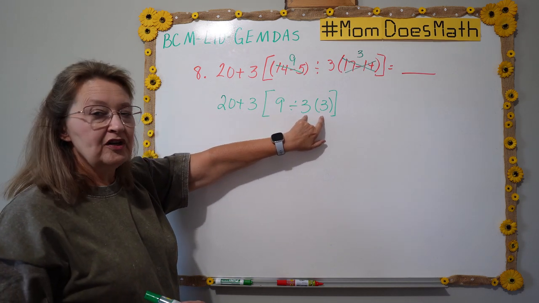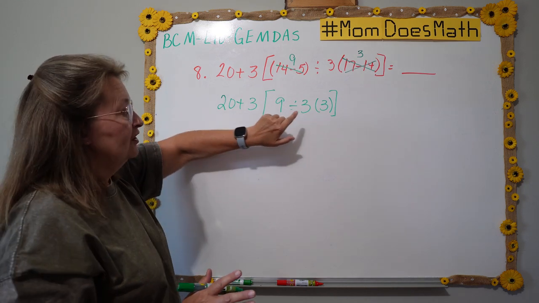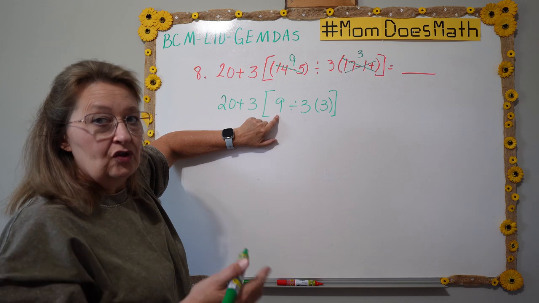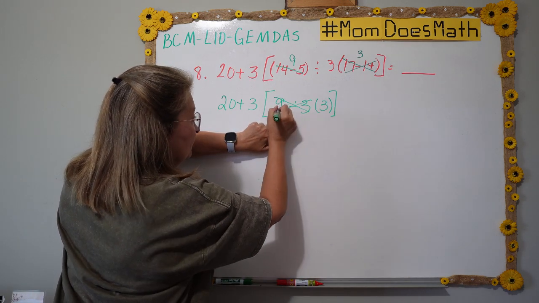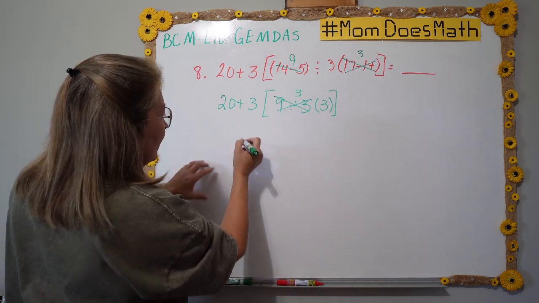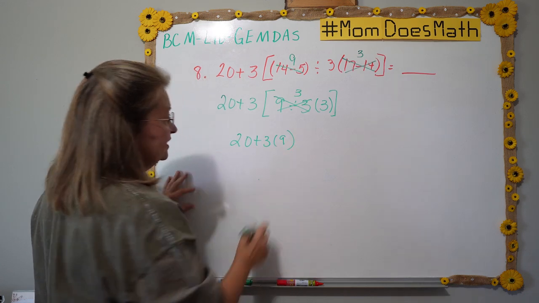Everybody wants to jump over here and multiply these first, and that's not how you do this. You've got to come all the way to the left, and if you come to division first, you have to do division first. So 9 divided by 3 is 3. And 3 times 3 is 9. So now what you have is this.